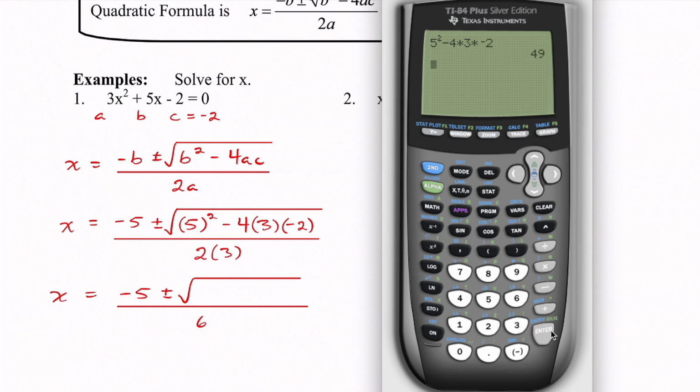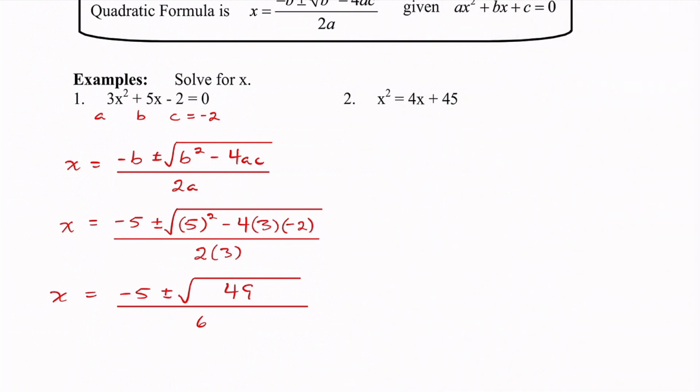Okay, and when I do that, I get 49. So I can write 49 inside of my square root there. Just going to move my calculator out of the way now. So I got x equals -5 plus or minus, and then the square root of 49 I had here, that's just equal to 7. So I got that, and then it's all being divided by 6.